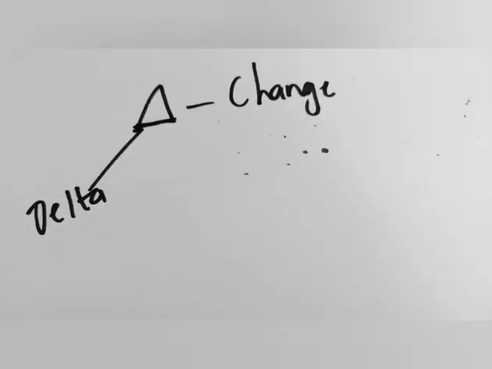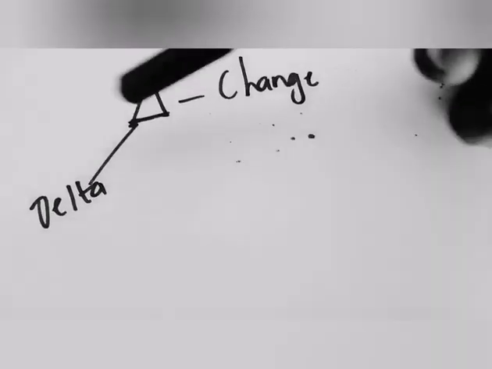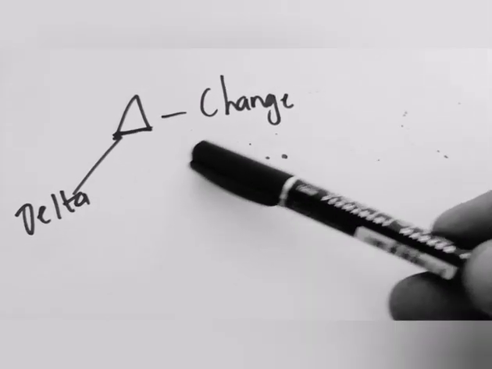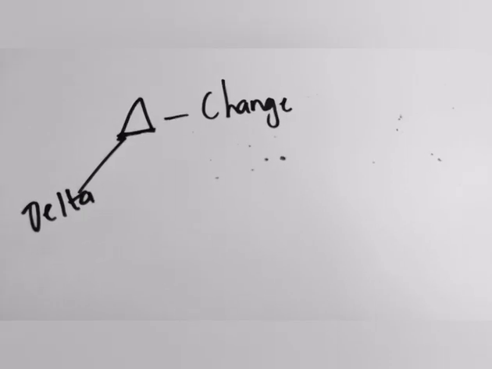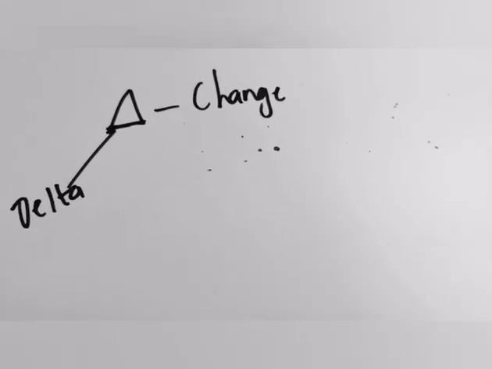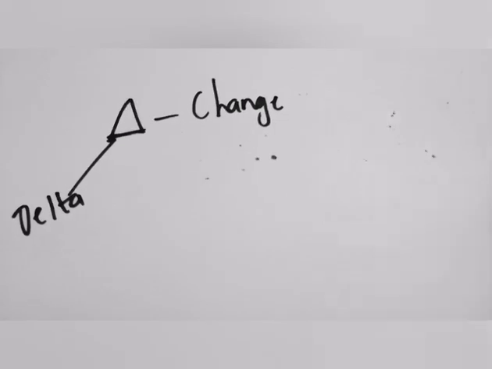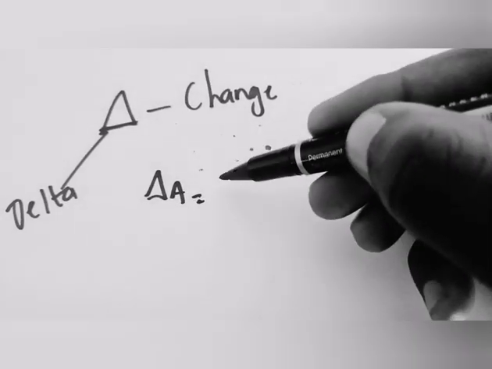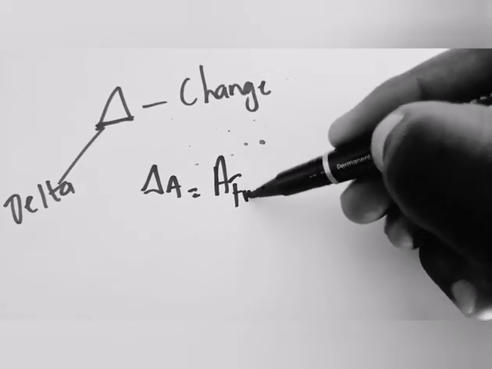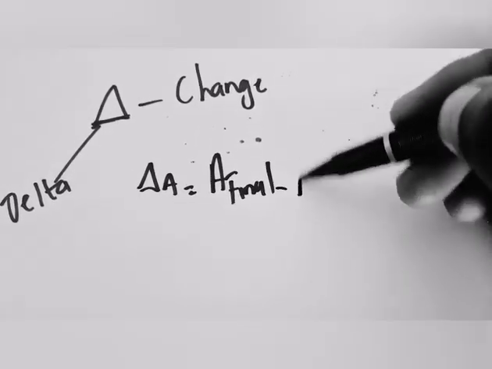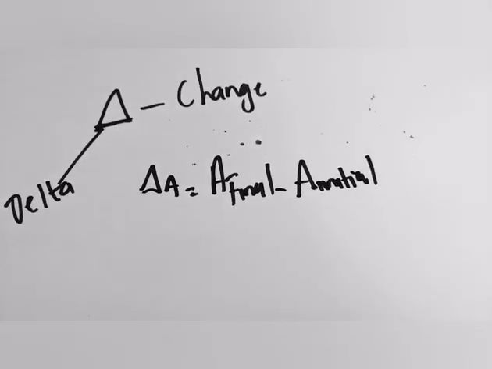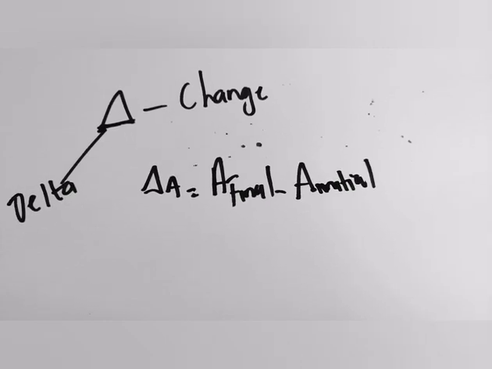Now we have the delta, that small triangle. Remember from nature of roots, the delta. In physical sciences, it tells us about the change. What does that mean? The final and the initial of an object. For example, we have delta A. It tells us that there is a change, which is A final minus A initial. So the delta tells us about the final minus initial.